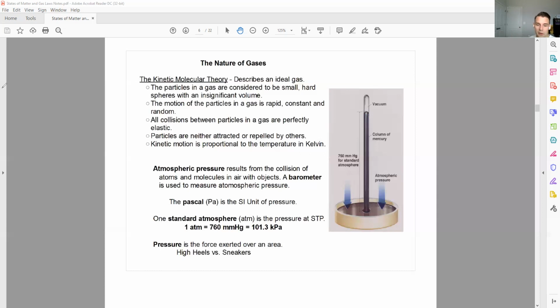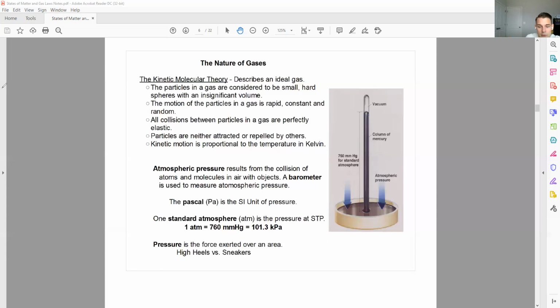Then we have that particles are neither attracted nor repelled by others. Again, we know real gases will be attracted and repelled by each other. But when we talk about these ideal gases, we consider them to not be attracted or repelled. And then kinetic motion is proportional to the temperature in Kelvin. So if you heat them up, you're going to speed them up. So the motion will be faster as we increase the temperature in Kelvin.